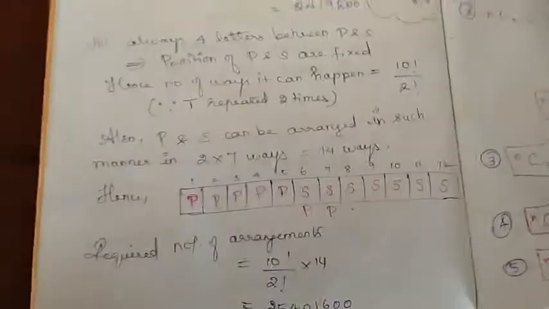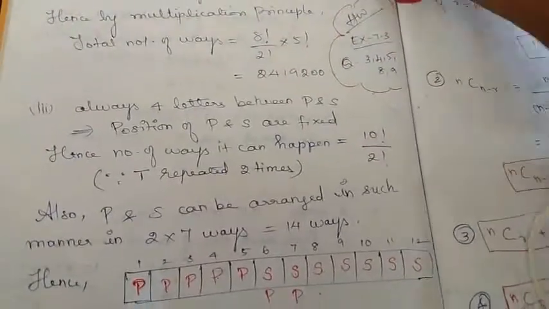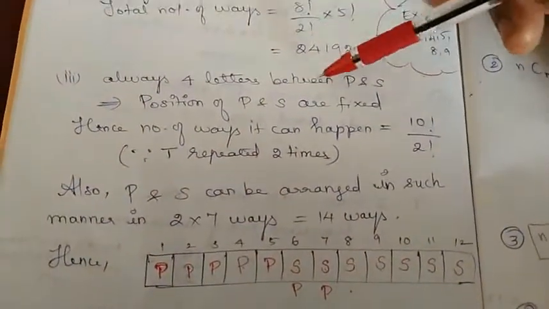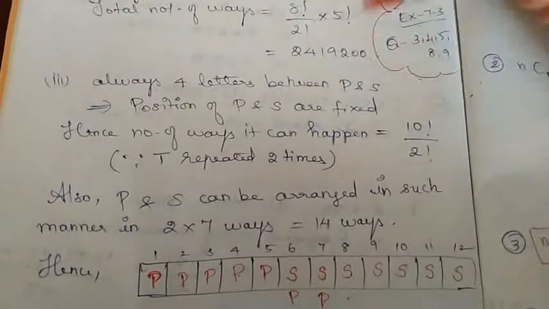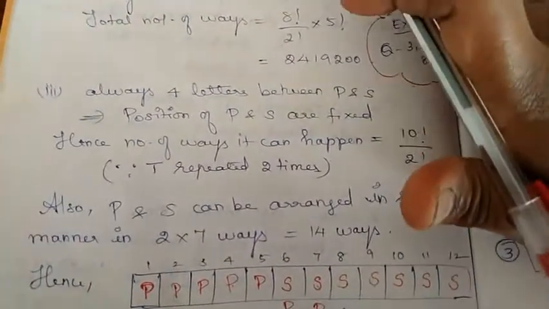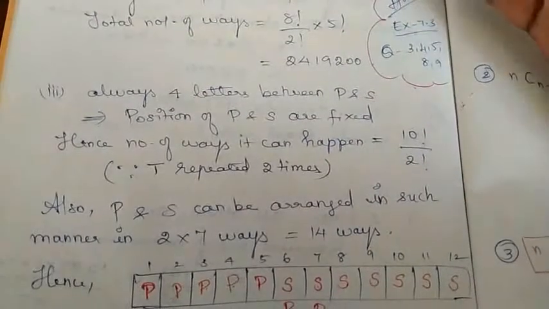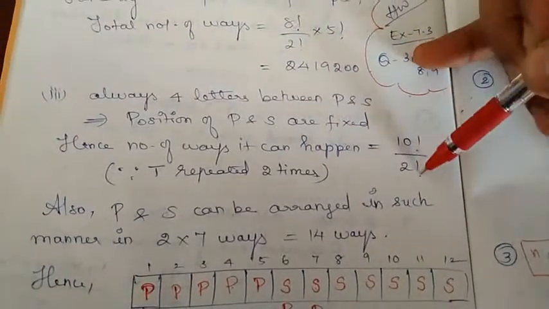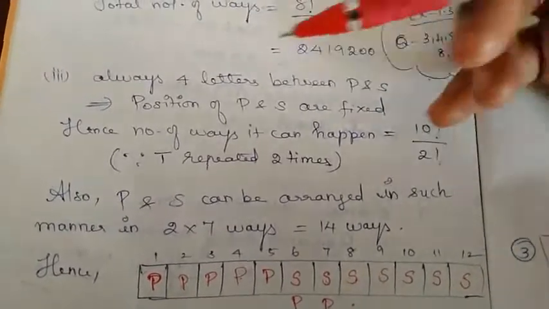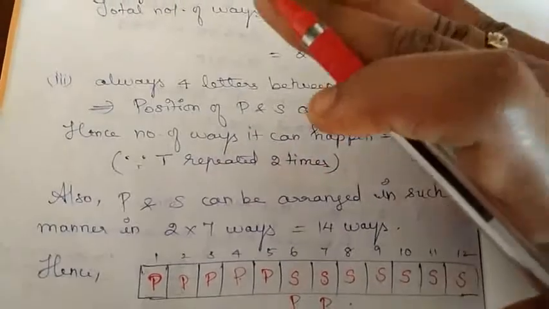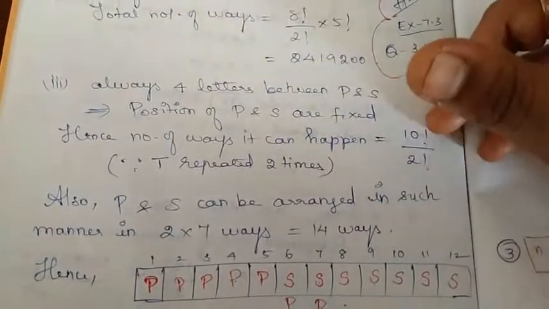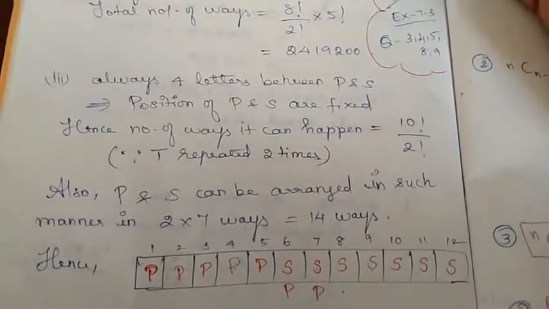Alright. The third subdivision here is that there should always be 4 letters between P and S. There should always be 4 letters between P and S. So the position of P and S is fixed now. So the number of arrangements it can be done is 10 factorial divided by 2 factorial, as we have done in our first subdivision. Also P and S, now even though the position of P and S is fixed, that position can be changed in many ways. In how many ways? 7 ways.